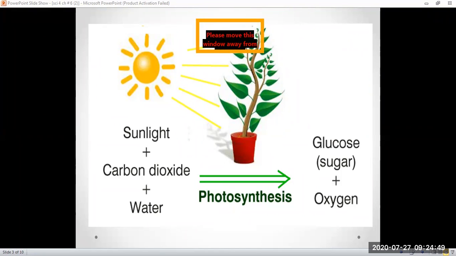Again, I'm saying that carbon dioxide plus water make an arrow sign, and on the arrow you are going to write down sunlight. Then in the result they give glucose, that is sugar, that is food of the plant, plus oxygen. Students, has everyone noted it down?